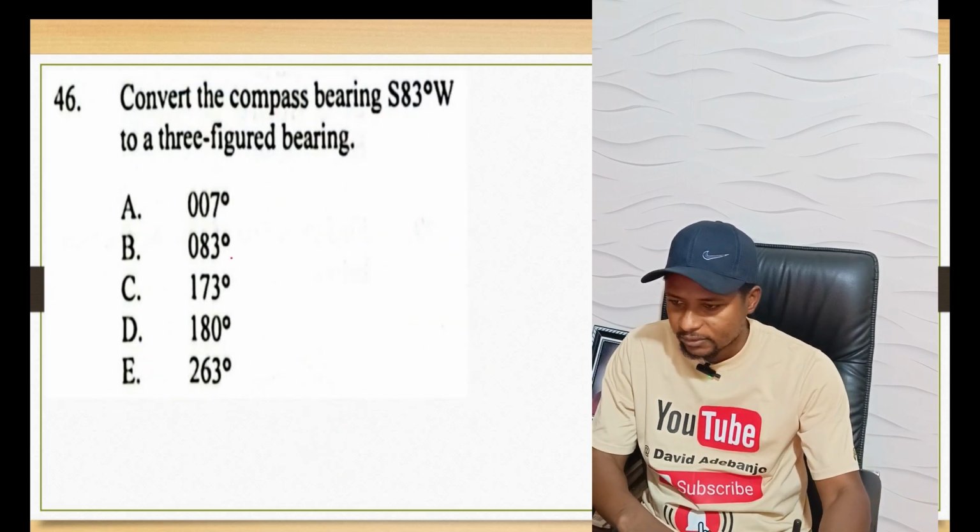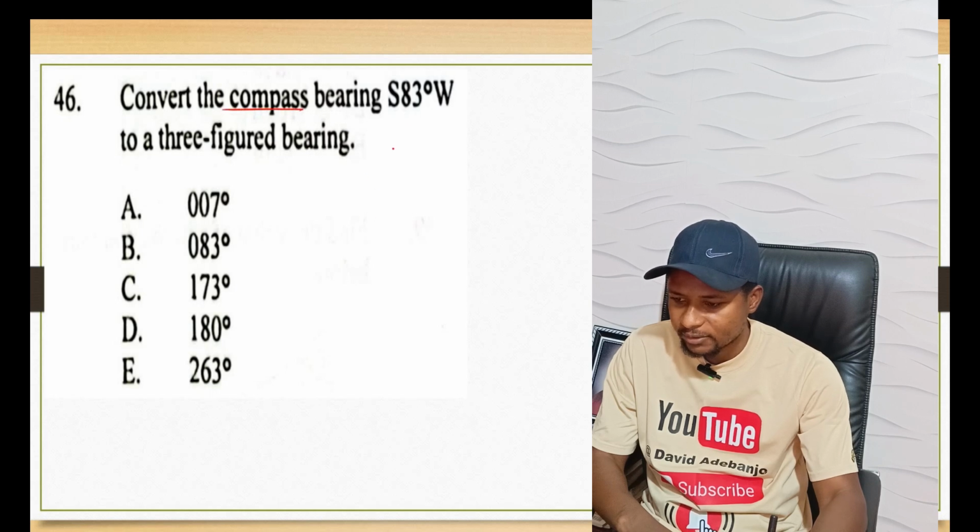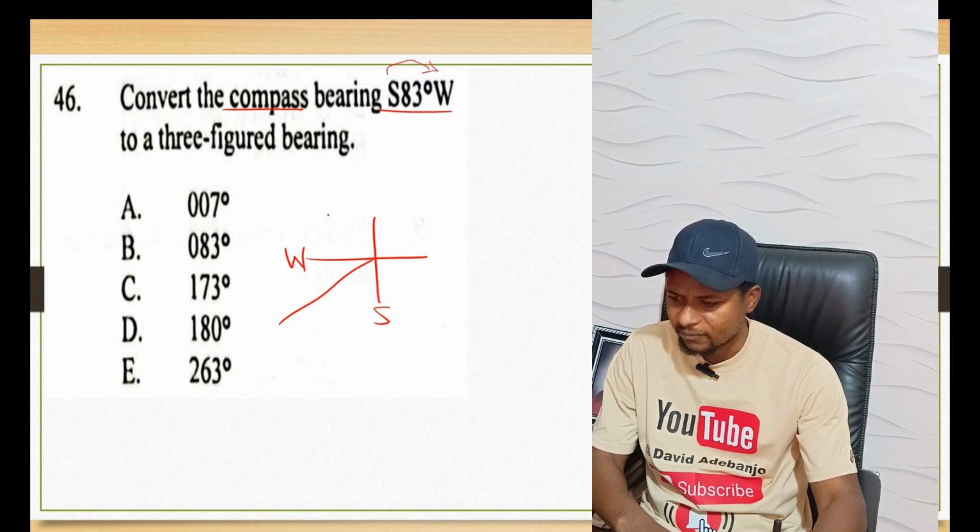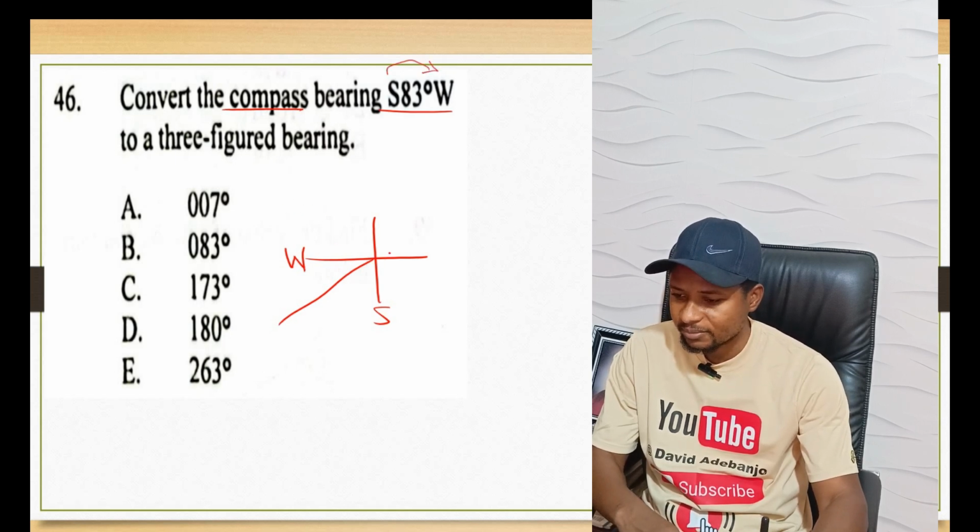Moving on to question 46. Convert the compass bearing. They gave you south 83 degree west. So we're converting it to three-figure bearing. So what matters is you locate your south. This is south, and this is west. So this is the line we're talking about. South heading towards what? East, because the confusion, where should I put 83? You're starting from the south, so this is where 83 will be, not on the spot, not here. Take notes. So this is 83.